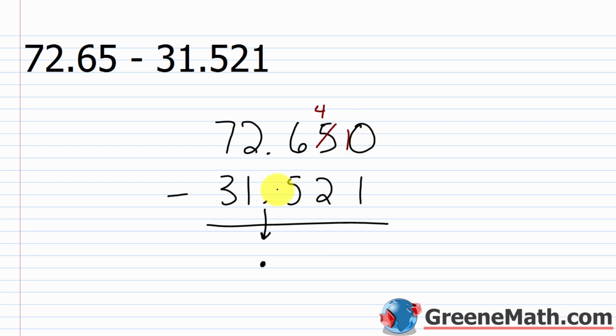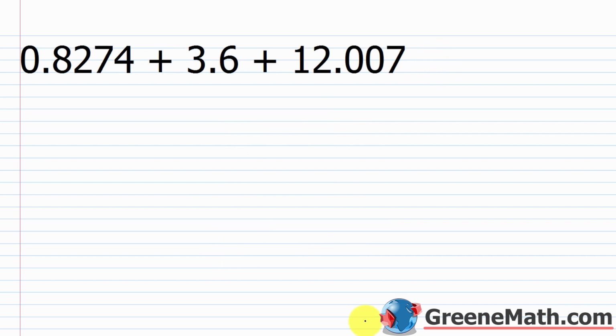And now I can do 10 minus 1, that's going to give me 9. 4 minus 2 would give me 2. 6 minus 5 would give me 1. 2 minus 1 would give me 1. And then 7 minus 3 would give me 4. Now, since I already put my decimal point down there, I really don't need to think about it again. I can just write this number as my answer. It's 41.129.